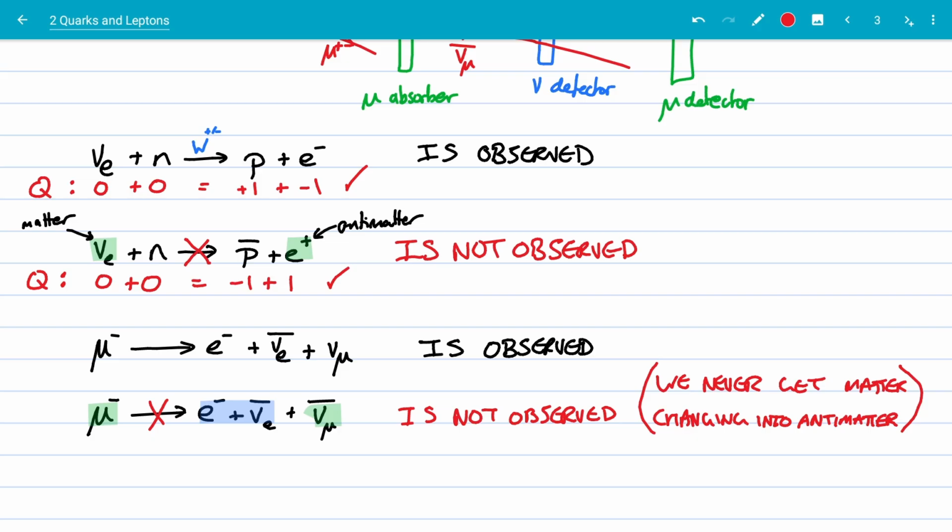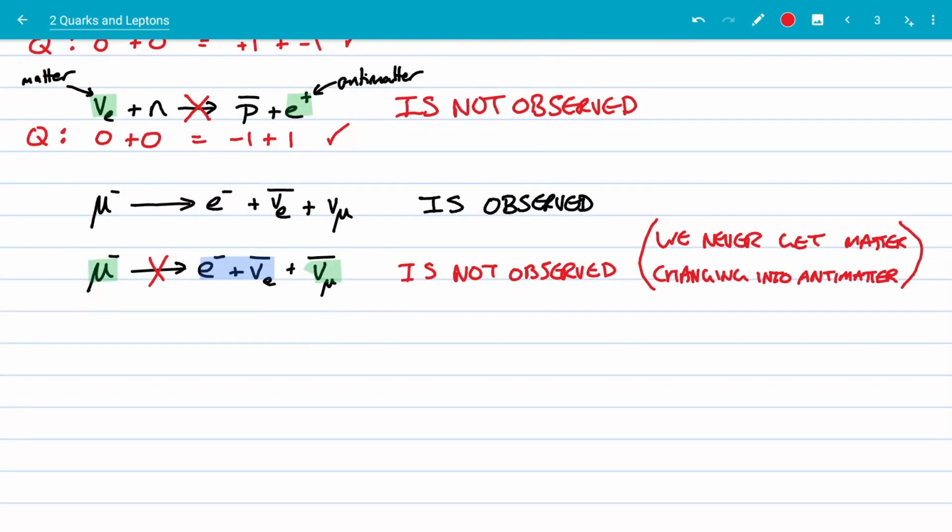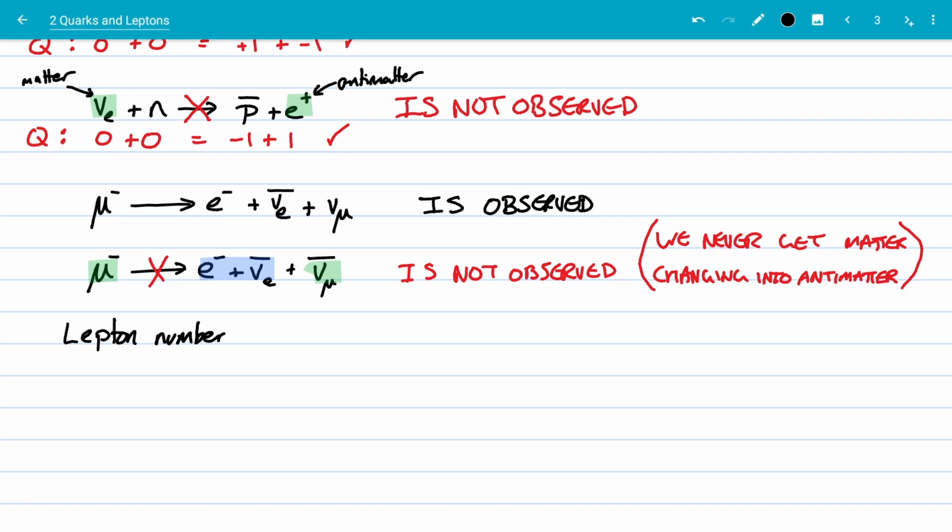So what is responsible for this interaction? It is a weak interaction, and whether or not we see these decays depends on whether lepton number is conserved. So what is lepton number? Well, it's a new property, a new quantum number, lepton number. It's a property leptons have, and it is always conserved.